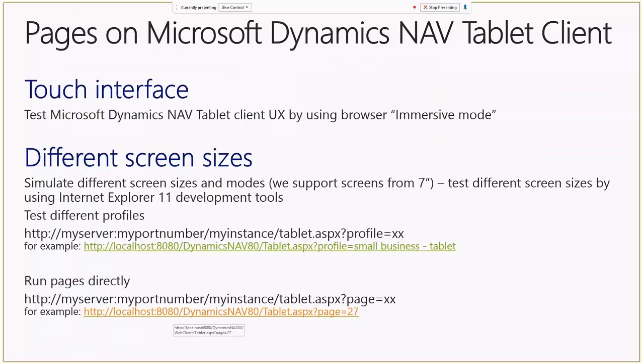Now, if you want to test how Dynamics NAV tablet client works with, for example, your pages on the different screens, for example, you want to test how it looks on the different screen sizes. Don't forget we are supporting screens from 7 inches, so everything bigger is accepted. So for that, we can use Internet Explorer development tools. Let's see how it looks.